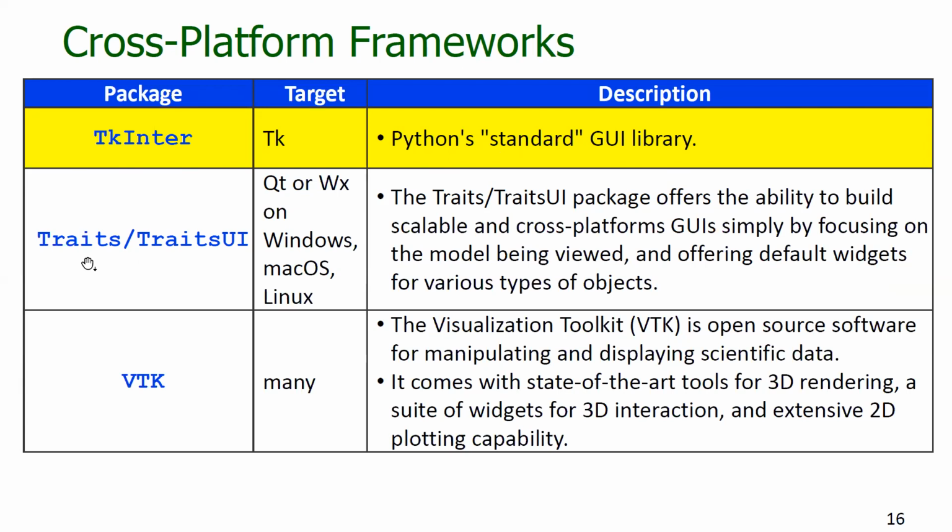The next package is Traits or TraitsUI, suitable for Qt or wx on Windows, Mac OS and Linux operating systems. Mainly the Traits or TraitsUI package offers the ability to build scalable and cross-platform GUIs simply by focusing on the model being viewed and offering default widgets for various types of objects.